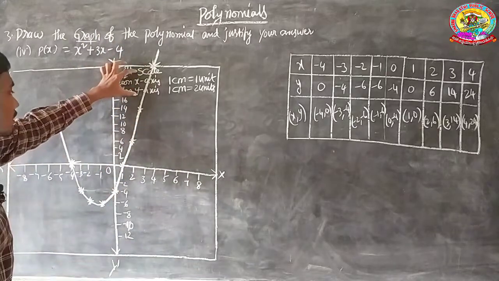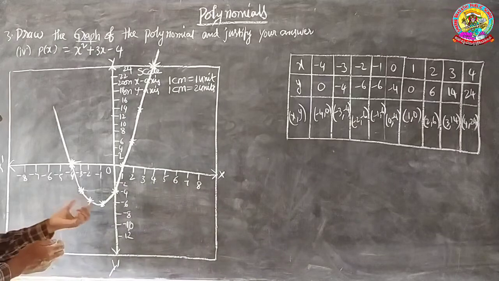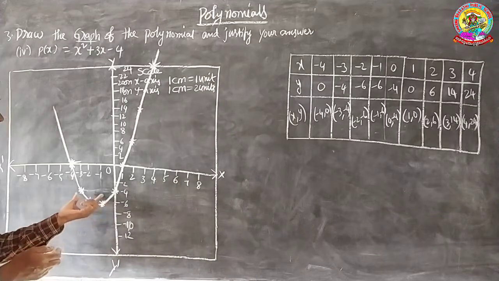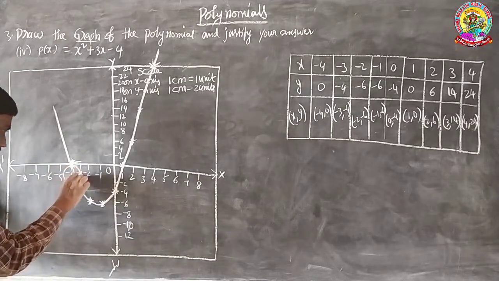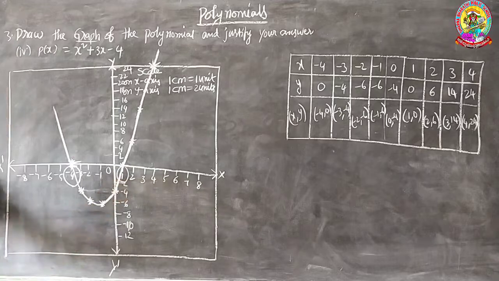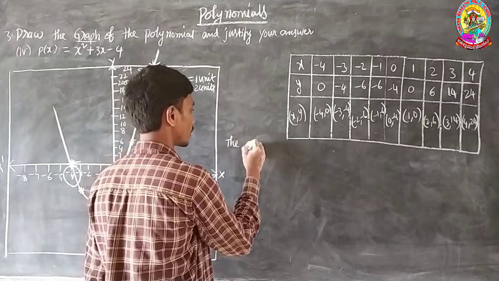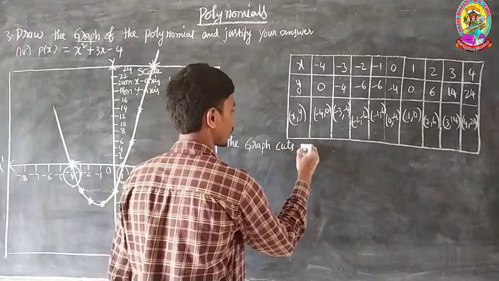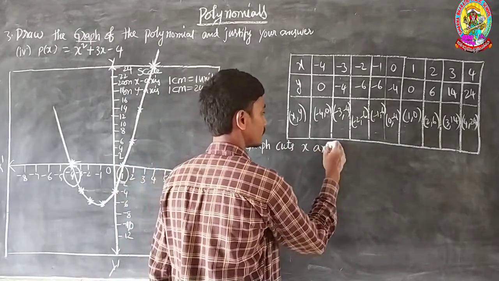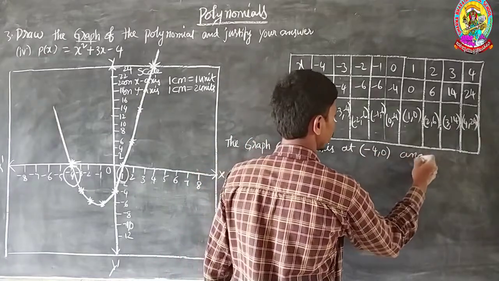So the scale you have written and the graph you have denoted. Now you have to find the zeros from the graph. What are the zeros from the graph? Which means at which points the graph cuts the x-axis. The graph cuts the x-axis at -4 and 1. So here you will write the graph cuts the x-axis at -4, 0 and 1, 0.